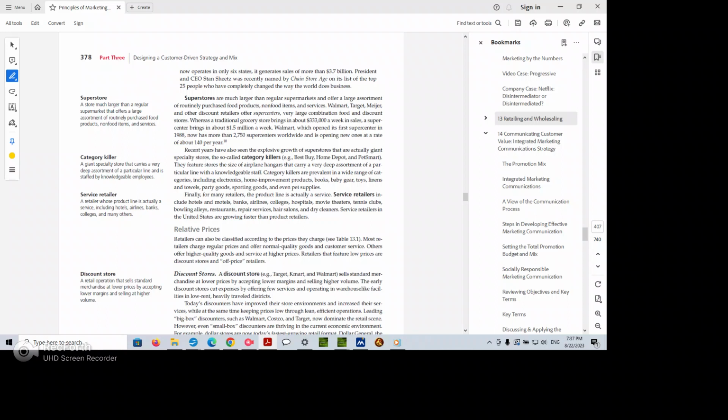Here are just some reminders of the definitions. Remember that a superstore is a store which is larger than a regular supermarket and offers large assortments of routinely purchased food products, non-food items, and services. So if you think of, for example, to understand this idea, a Walmart, right? Well, you can pretty much find everything there. You can buy a bicycle there, electronics, food, clothing, snacks, and even a pharmacy there.